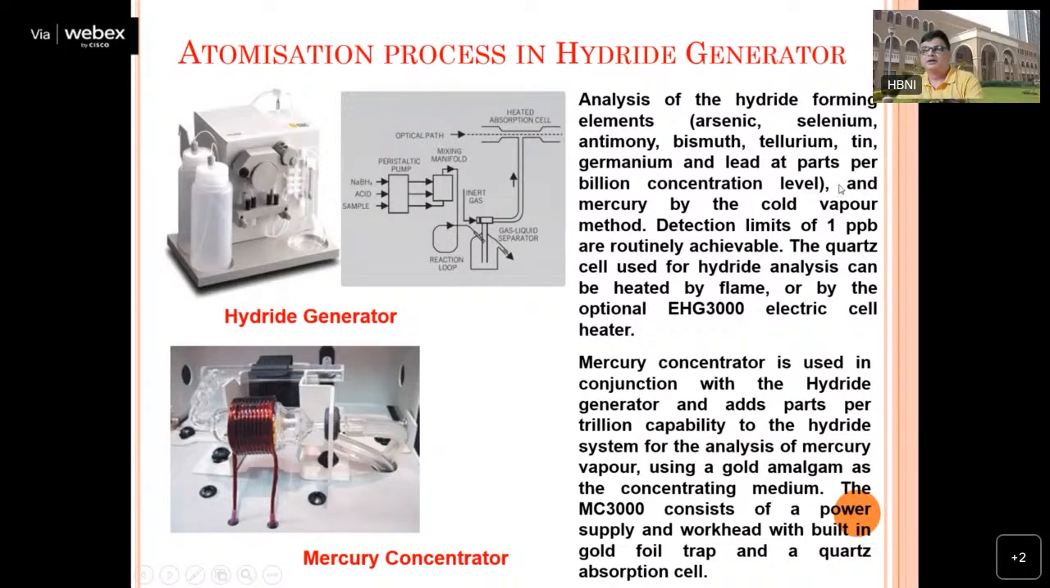that is parts per billion. And if you want to use mercury, then you can combine it with the mercury concentrator, and that can be done by using the cold vapor method. Again, we can get a detection limit of 1 ppb as routinely possible. And when you use the mercury concentrator in conjunction with the hydride generator, the key levels of capability at parts per billion can be obtained.